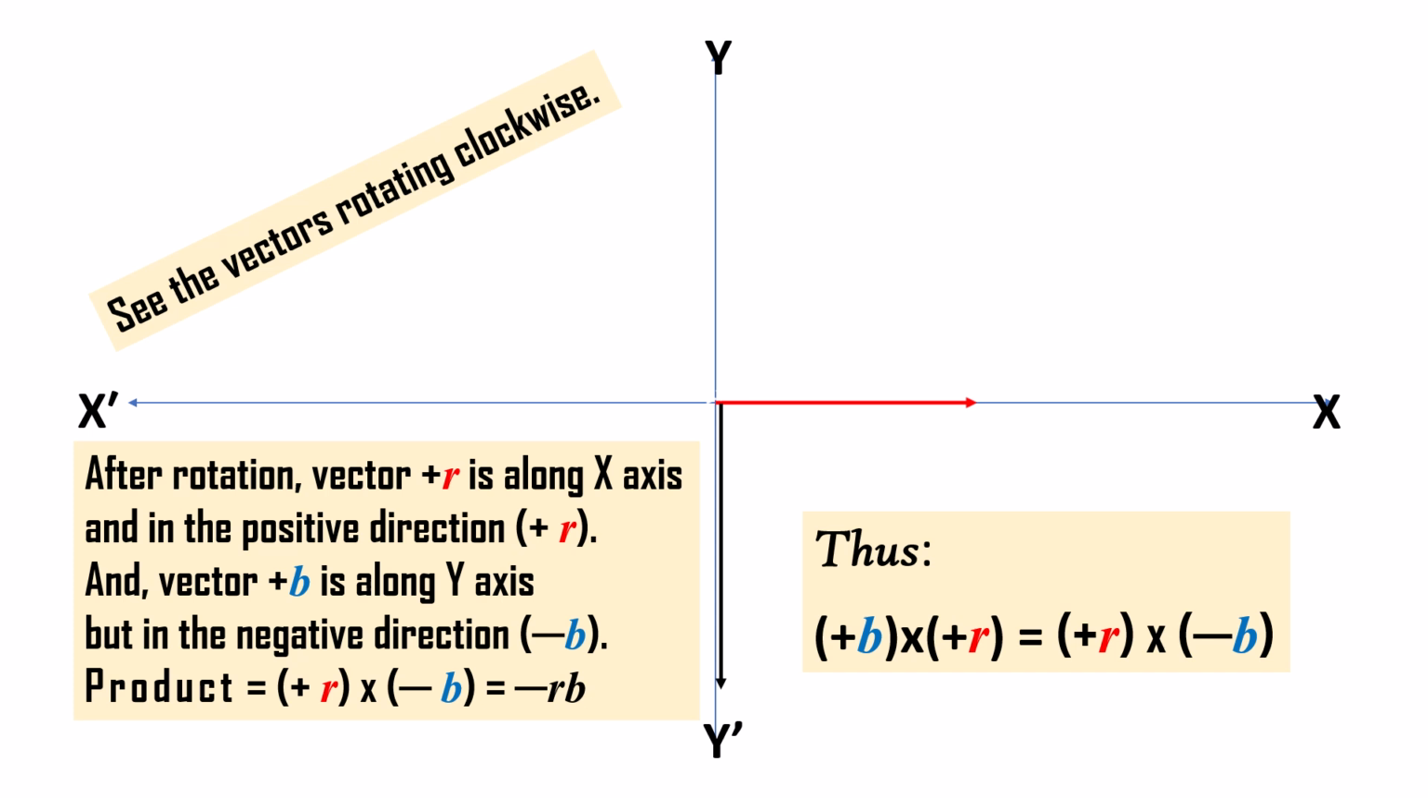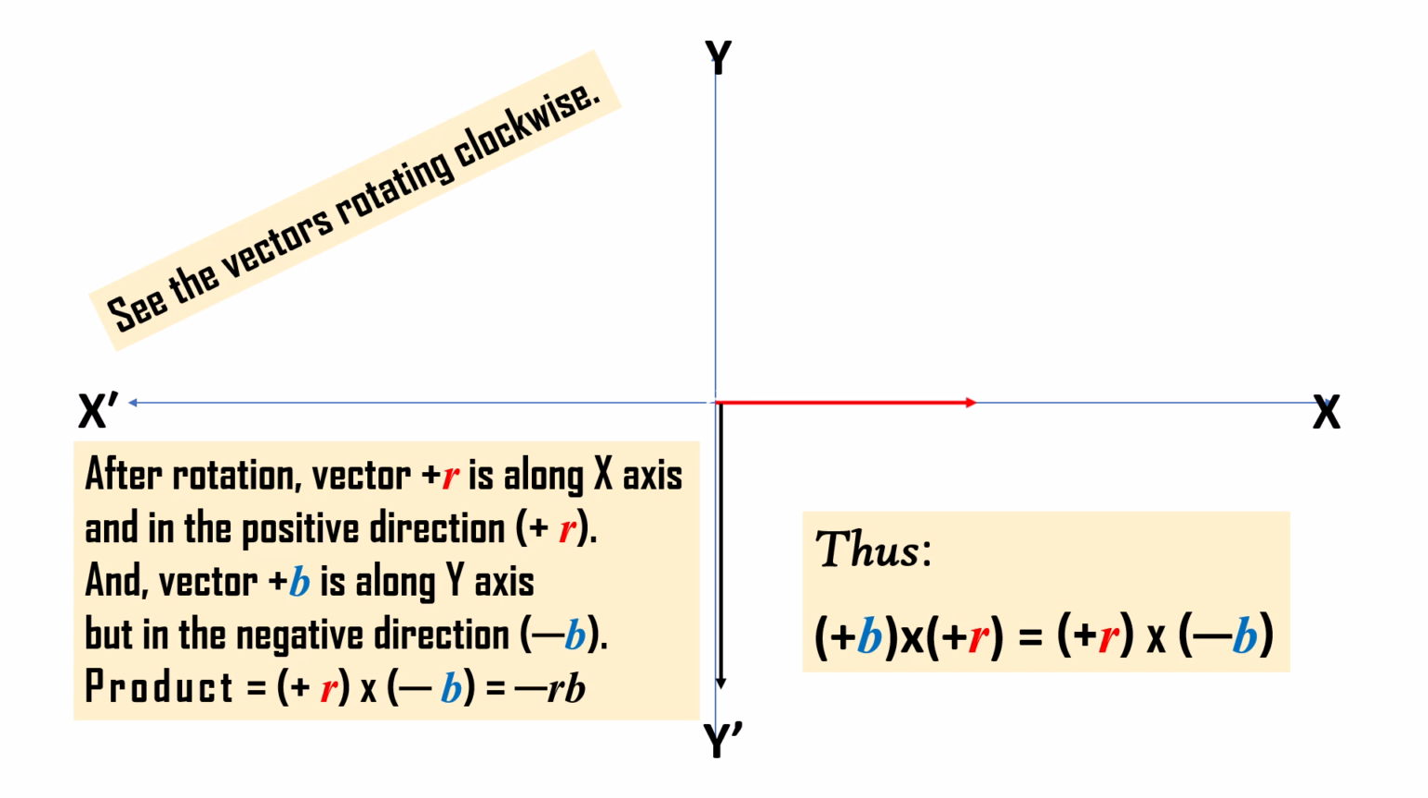So, it is plus R. The blue line vector B is along the y-axis but in the negative direction. So, it is minus B. So the product is plus R into minus B, that is, minus RB.